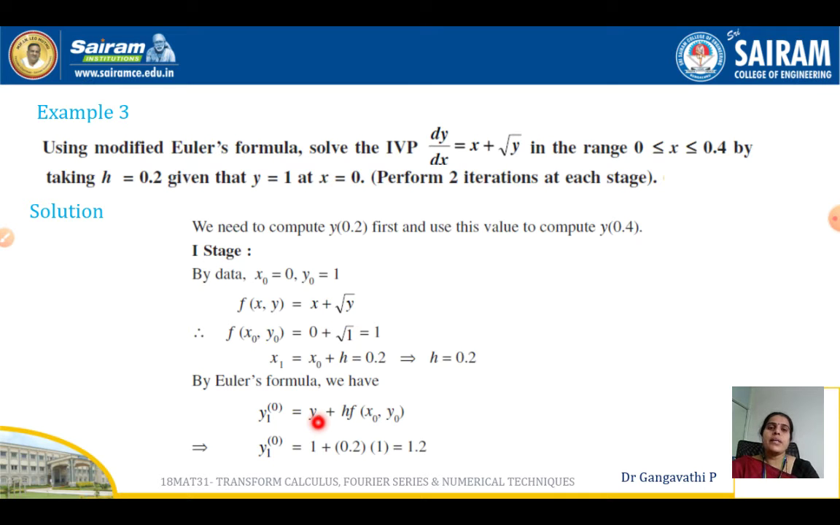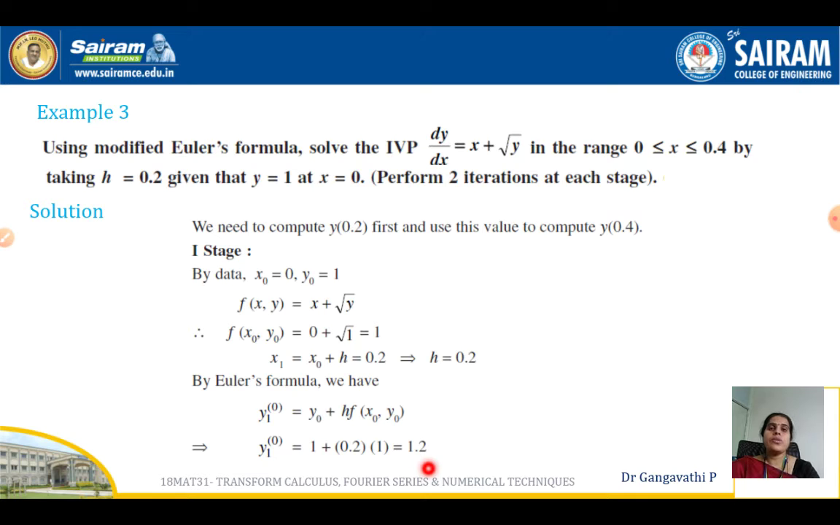In modified Euler's method, the working rule is that first we have to evaluate a value by using Euler's formula and then by modified Euler's method. So y1 at 0th approximation, that is Euler's formula, is y naught plus h into f of x naught y naught. f of x naught y naught we have evaluated, the value is 1, h is 0.2 and y naught value was 1. On simplifying we get y1 at 0th approximation as 1.2. Our y1 value in Euler's method is 1.2.